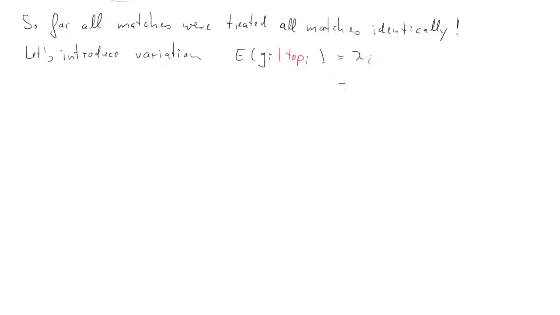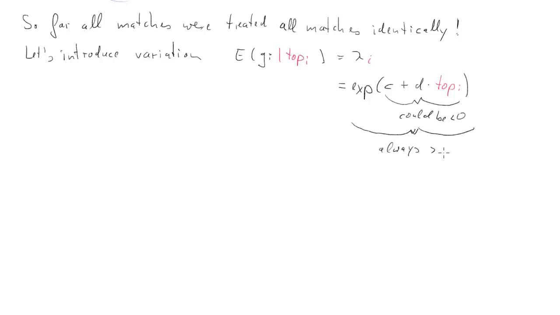So how do we do this? How can we achieve this? Now we're going to use the same trick we saw already with Excel before. We're going to model that lambda i as an exponential of c, a constant again, but now another variable, that top variable, where a match involves a top team. Now again, inside the exponential function, this could be negative, doesn't have to be, but still we get a positive lambda, which is what we want for our Poisson distribution. That's why we use this exponential trick. It's a very useful little trick.